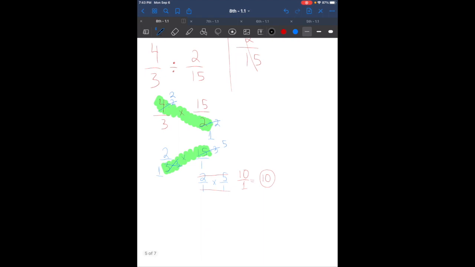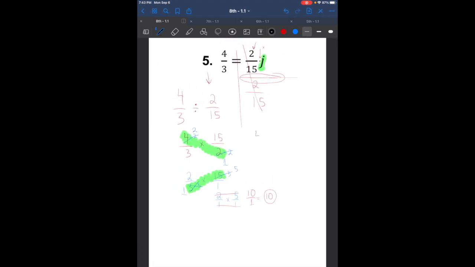Because we always do have to check our answer. So we have 4 over 3 is equal to 2 over 15 times 10. Well, how do we multiply a whole number and a fraction, right? We're going to do this first here. We're going to put the whole number over 1 and multiply straight across. 2 times 10 is 20. 15 times 1 is 15. Now let's just bring everything down, make it nice and clean. We have 4 over 3 is equal to 20 over 15.